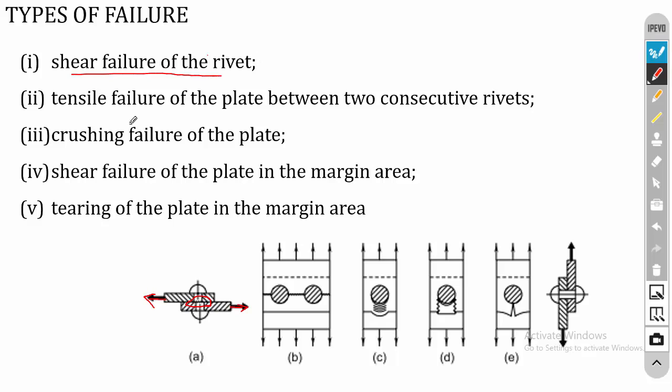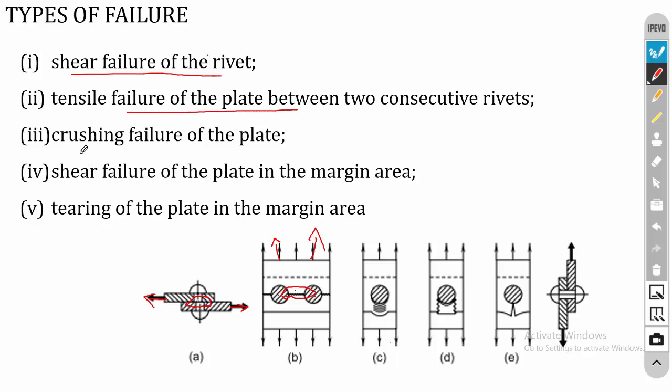Then the second one is tensile failure of the plate between two consecutive rivets. So this is the structure. Two rivets are formed like this. When the tensile load is applied here, then there is a possibility of plate failure in this region. So it is not rivet failure, it is plate failure. So that is the second possibility of failure.